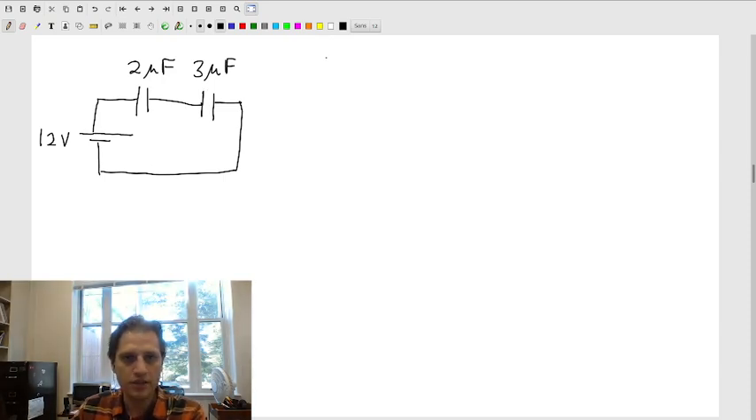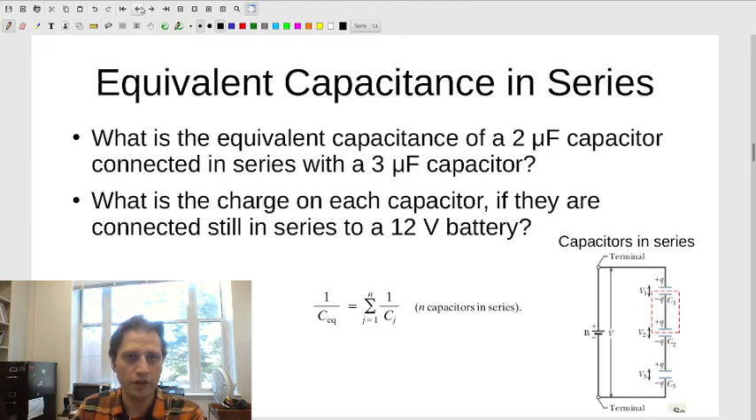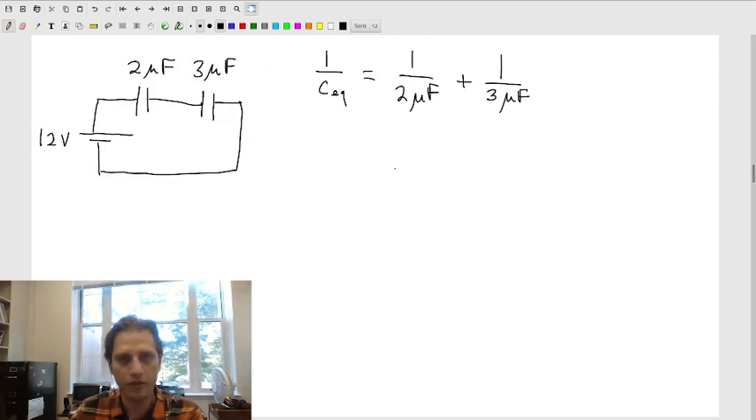Our equivalent capacitance equation here says that 1 over C equivalent equals 1 over this capacitor, 1 over 2 microfarads, plus 1 over 3 microfarads. So I just want to point out to you, that's what this equation said. This sign just means add up as many capacitors as you have in series, and each one of them goes like this, and then there's your 1 over C equivalent. So now let's go ahead and solve this.